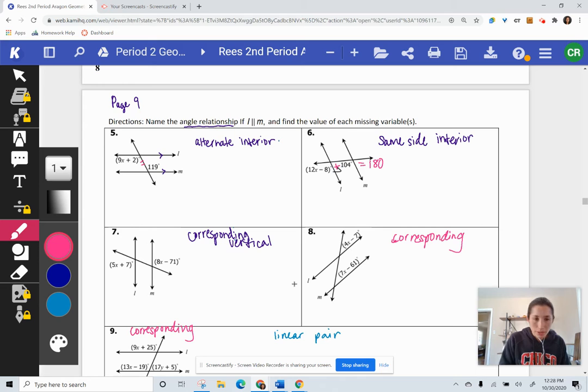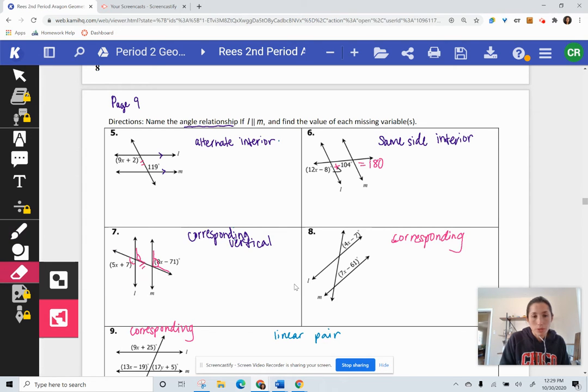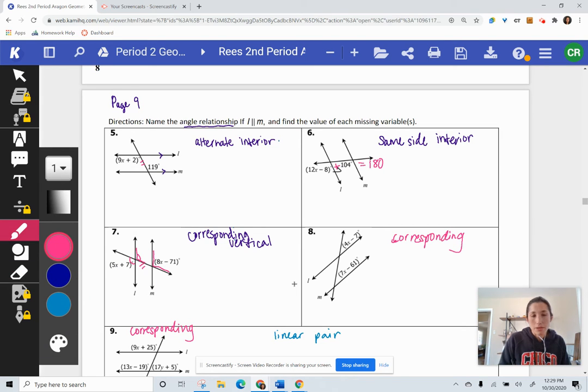Now, in the next one, we actually didn't talk about this angle relationship. We do call them same side exterior, but if I were to take this angle and slide it here, that would be corresponding. So that's where the corresponding comes from. And then it's vertical to this angle here. So we do know that when these two angles are corresponding and vertical, those are both congruent angle relationships. So I'm going to go ahead and put a congruent symbol between those. There we go. So we've got 5x plus 7 equals 8x minus 71.